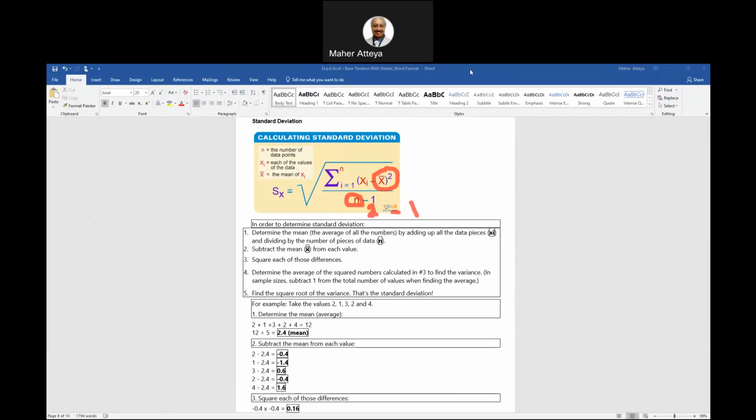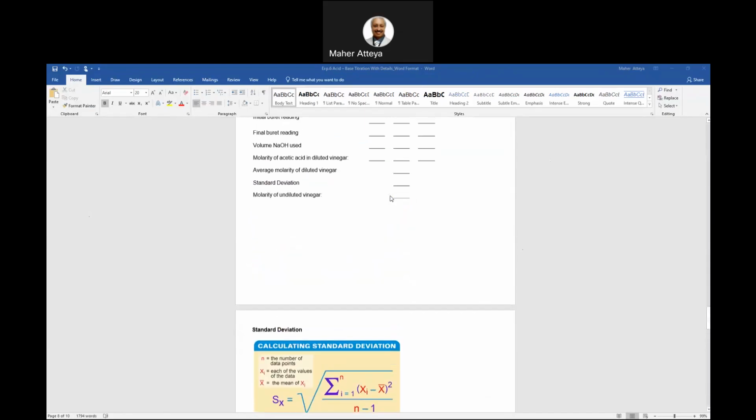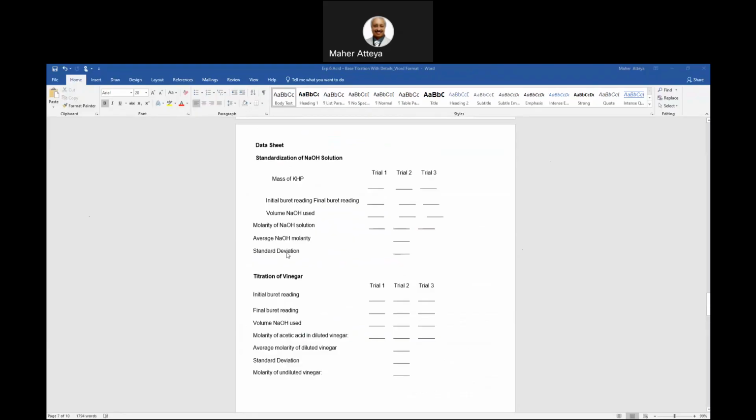Second, after we determine the standard deviation and the average, you will use this average for the titration of the vinegar. You will titrate a certain amount of your soda or vinegar. Here it is, the vinegar.